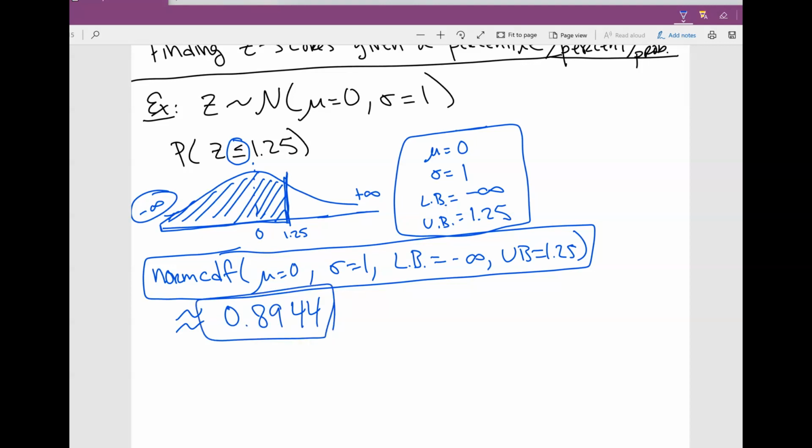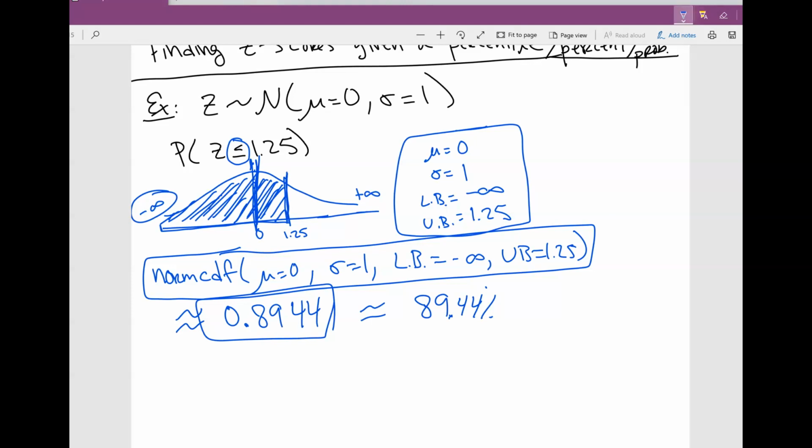So basically, the area under this curve is about 89%. If you want to think about it in terms of percentages, this is going to be 89.44%, which actually makes sense, because if the mean is right in the middle, then 50% of it must be below it. So my answer should be a little bit over 50%.